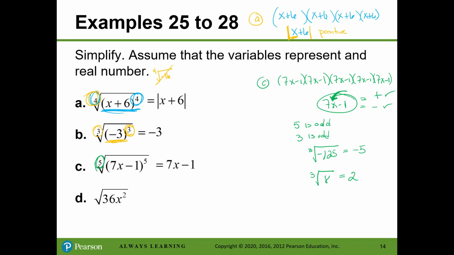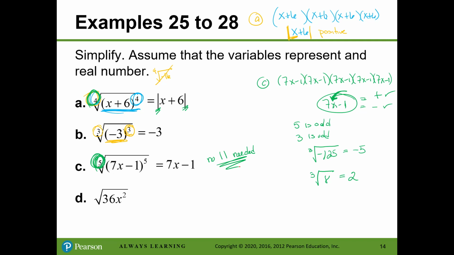Part A, this index is even. Part B, this index is odd. When you have an even index, you need the absolute values. When you have an odd index, no absolute values needed. No absolute values needed.